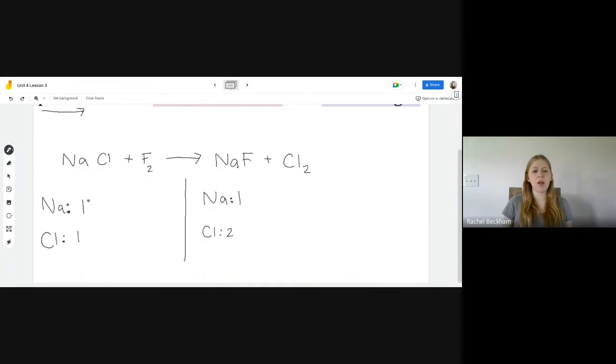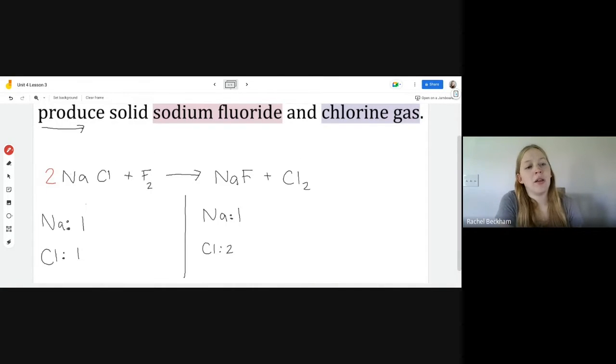So what we can do is put a coefficient in front of the entire compound. I cannot put it here, and I cannot put it here. So we can't put a subscript in front of the Na or in front of the Cl or anything like that. But we can put a big coefficient in front of an entire compound. I could put one here, here, here, or here. Anything between a plus sign, you can put a coefficient and double the entire thing that you're dealing with.